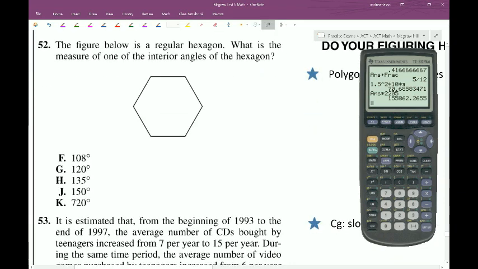The figure below is a regular hexagon. What is the measure of one of the interior angles? Okay, so there's a few ways you could attack this.